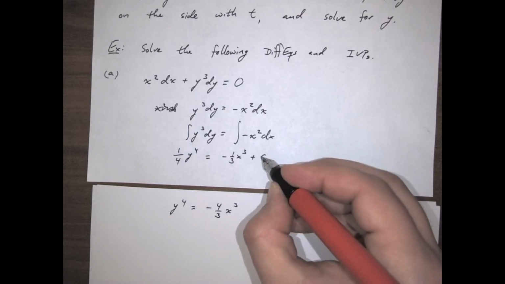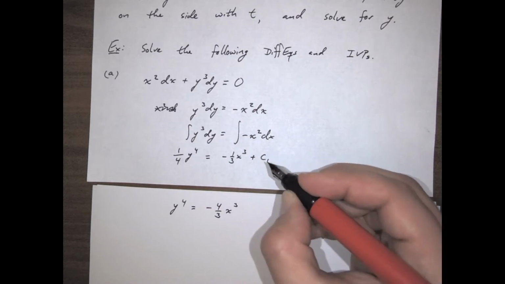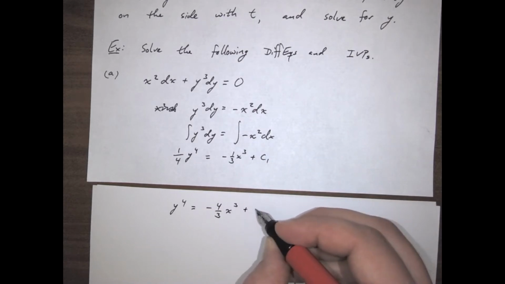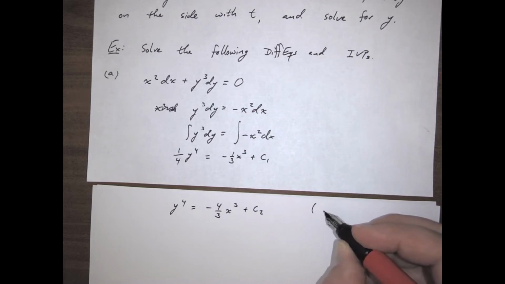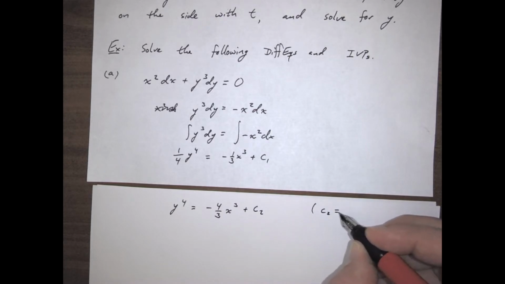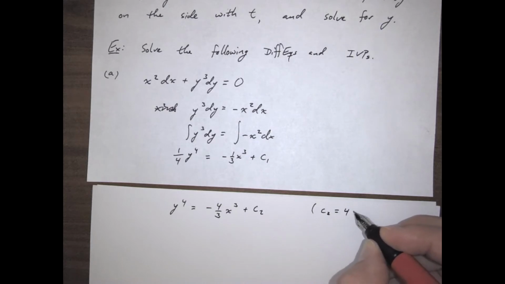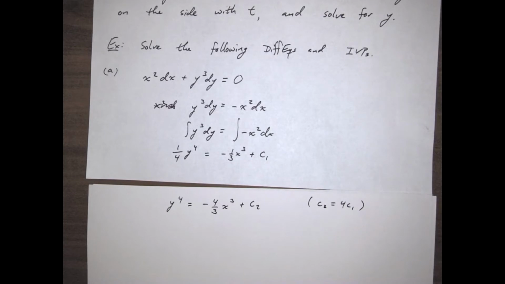And multiplying a constant by 4 is still just going to produce another constant. So I'm just going to go ahead and call that C2. If you need to be explicit about it, it would be C2 equals 4C1. So I just renamed my constant. Anytime I do something that turns an arbitrary constant into another arbitrary constant, I won't usually write things like 4 times c. I would just call it c2.